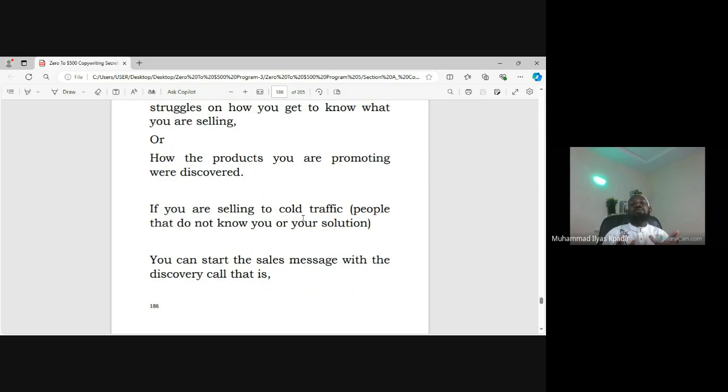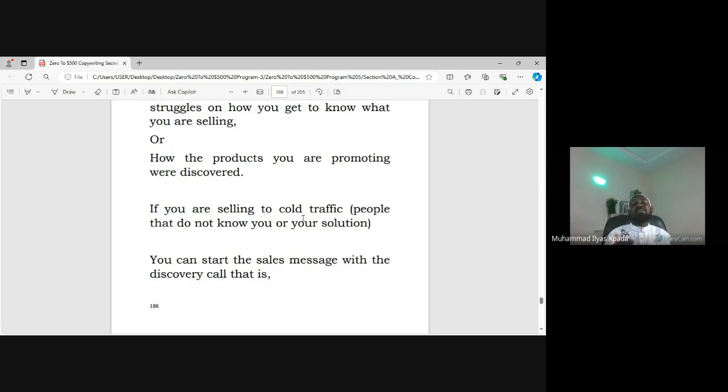Cold audience are people that don't know your business. They have not interacted with you before. They don't know anything about you, right? Warm traffic are people that have probably seen your ad before. They have followed you on Instagram. They have interacted with you one way or the other before.